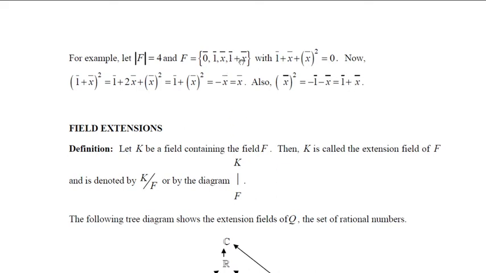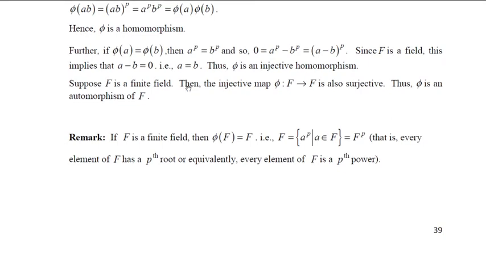And what about 1 bar plus x bar whole square? If you expand it, you'll get this. But under modulo 2, this is 0. So simply you'll get 1 plus x bar square. But by this property, it is simply minus x. But under modulo 2, minus x is simply x, which is again a field element in F. So in this case, your F square is same as F, where F is Z2. So this is one such example.